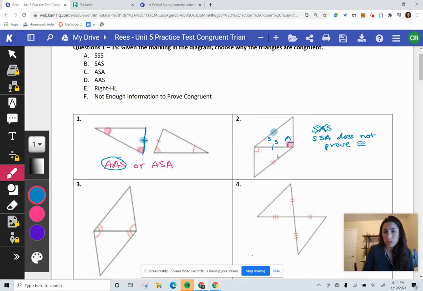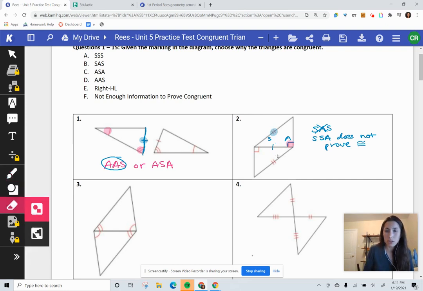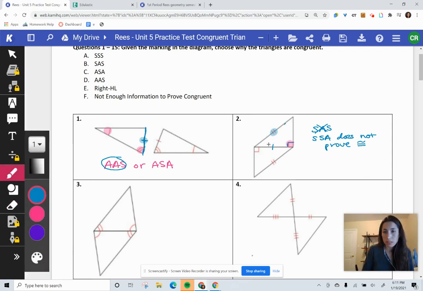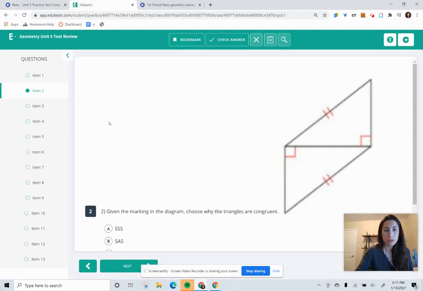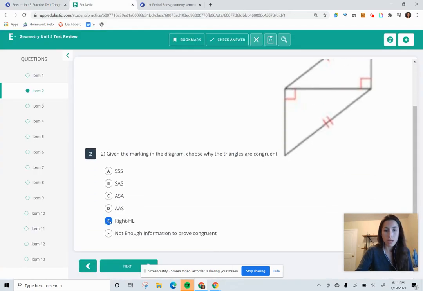I've checked those two things, and the last thing you're going to want to check is, well, if this is a right triangle, could it be hypotenuse leg? Let's check. This side here is a hypotenuse in the right triangle. It's across from the right angle here. And this other side, the reflexive side, is a leg. So this is actually hypotenuse leg. We can put in our solution here: hypotenuse leg.